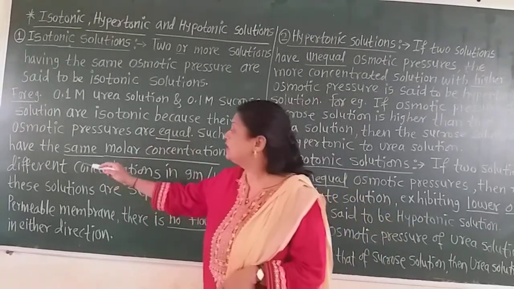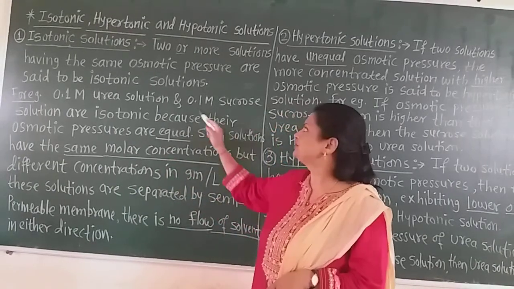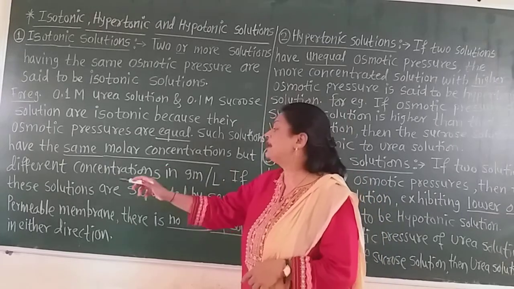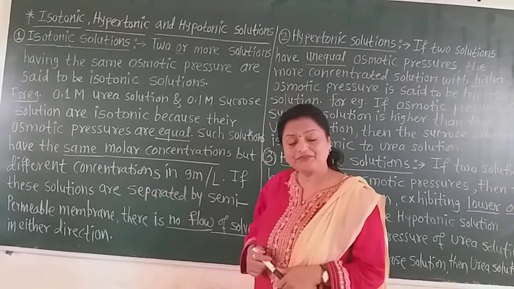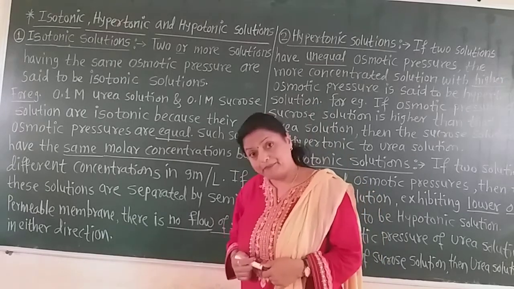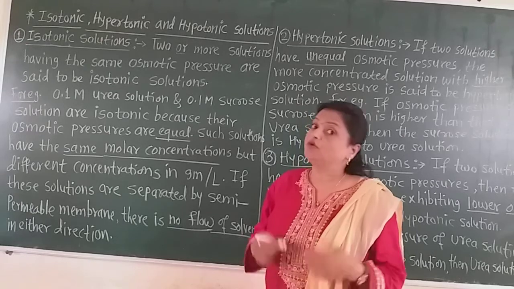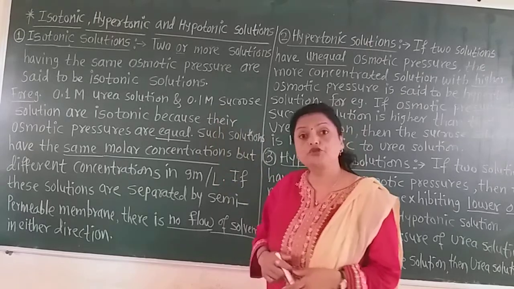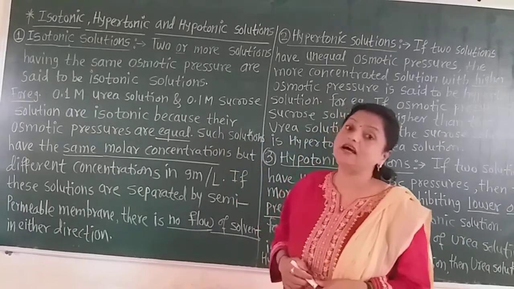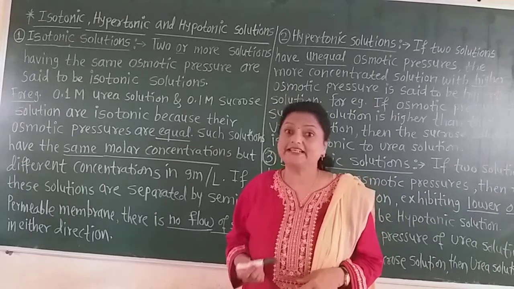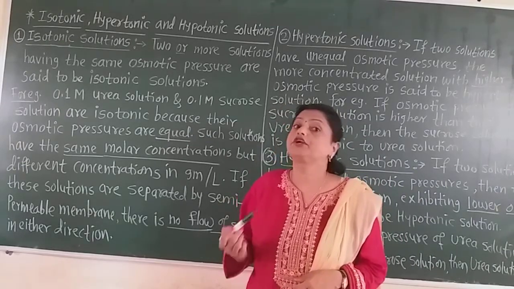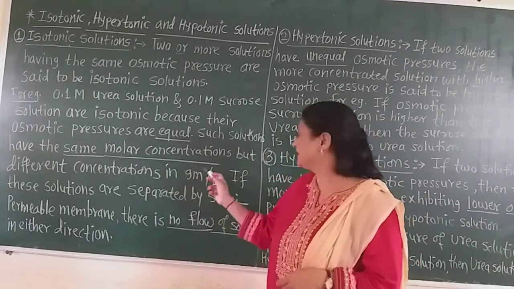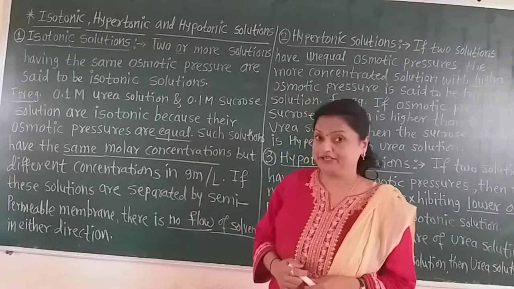Such solutions have the same molar concentration, that is 0.1 molar, but different concentrations in grams per liter. We know that because for preparation of 0.1 molar urea solution, we only dissolve 6 gram in 1 liter, but for 0.1 molar sucrose solution, as the molecular weight of sucrose is 346, we must dissolve 34.6 gram of sucrose. So such solutions have the same molar concentration but different concentrations in gram per liter.